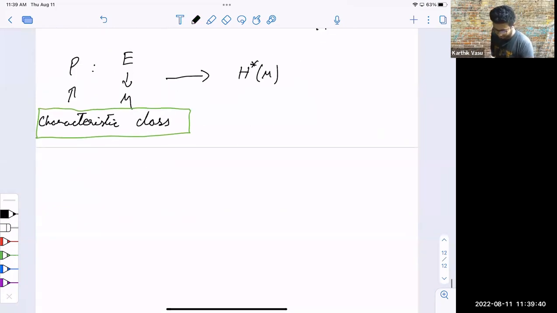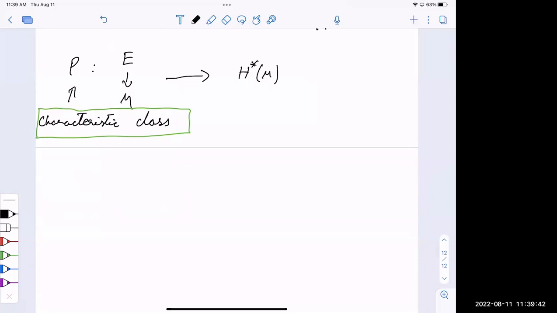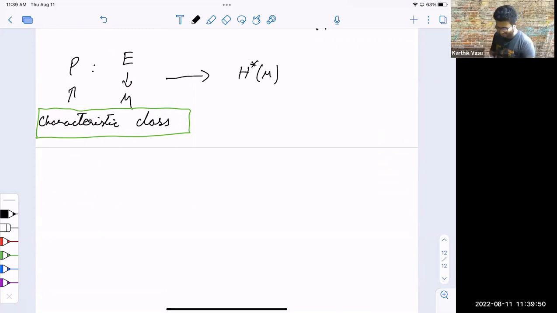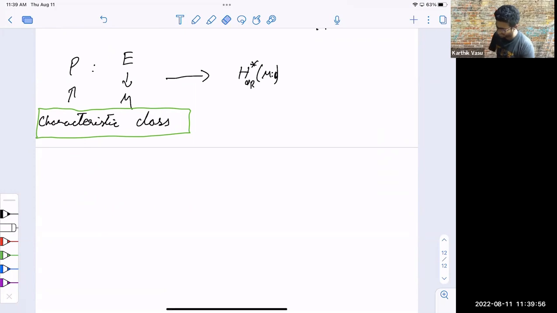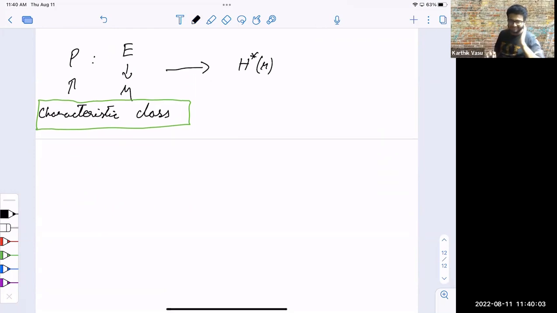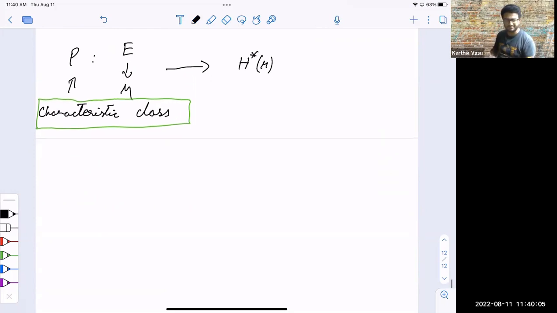I think Vasu, it will be better if you write the coefficients of the cohomology ring, because you are dropping dR from there. It just makes it confusing. It belongs to de Rham cohomology, but because it's all isomorphic, it's the same. Any other questions?